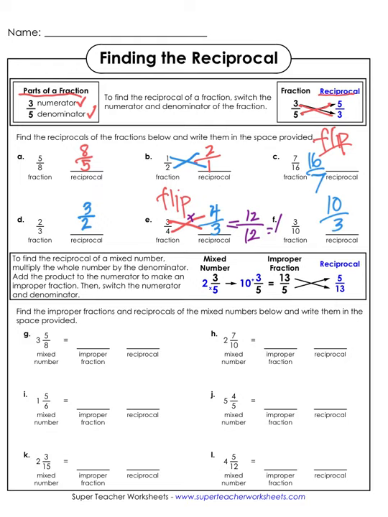So here we're going to find the reciprocal of a mixed number. When you are finding the reciprocal of a mixed number, you are going to multiply the whole number by the denominator. You're going to add the product to the numerator to make an improper fraction, then switch the numerator and denominator. So we're going to turn our mixed numbers into improper fractions and then find our reciprocal.